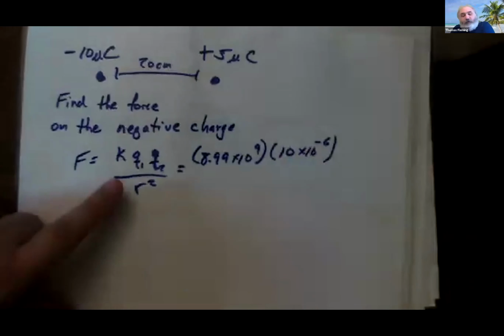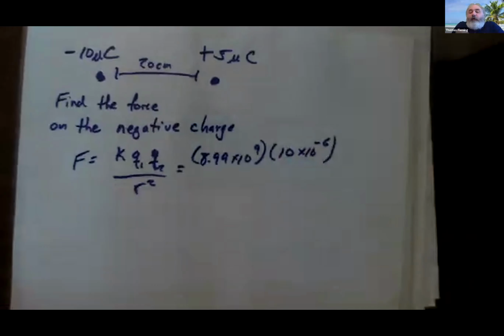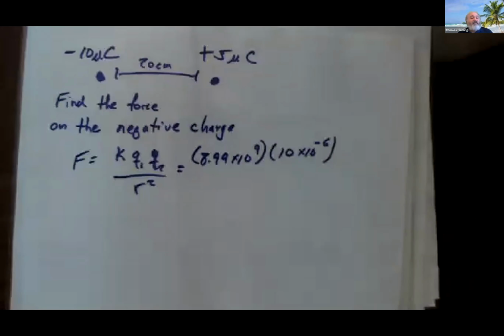And here's where something important happens. The Coulomb force law tells me the magnitude of the force. Remember, vectors have both a magnitude and a direction. And right now, I don't care about the direction. I'll worry about that in a minute. Right now, I care about the magnitude. And by definition, magnitudes are always positive.